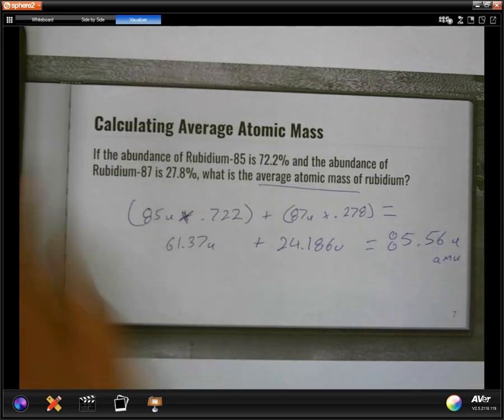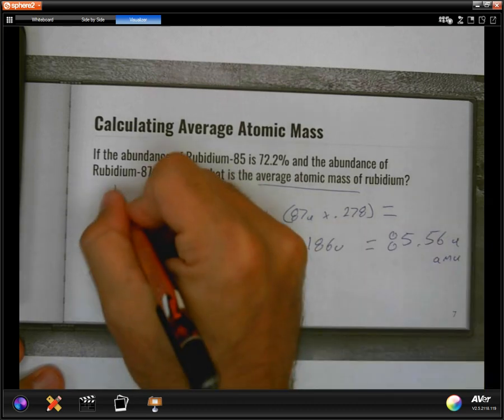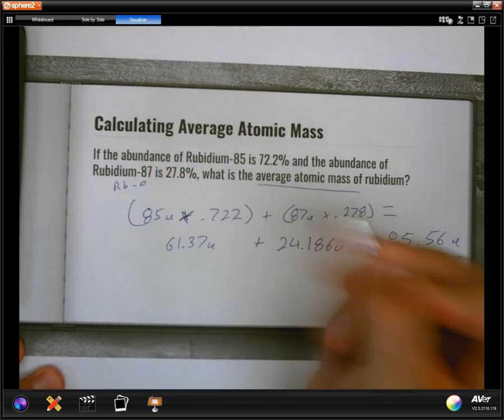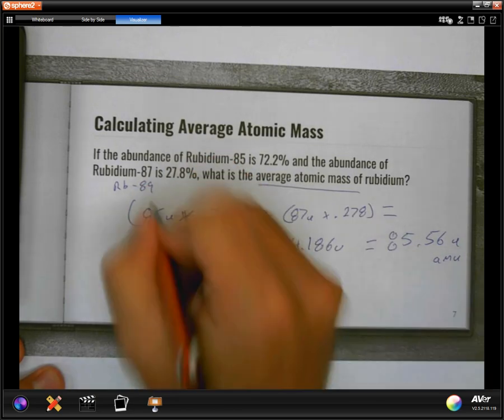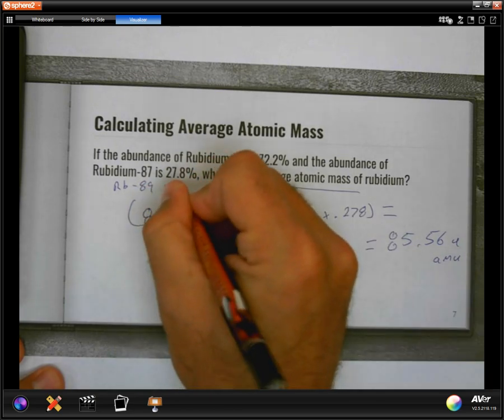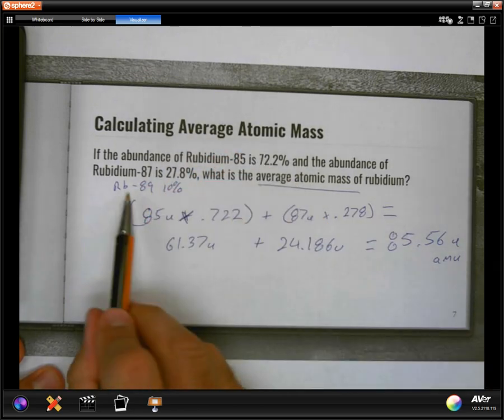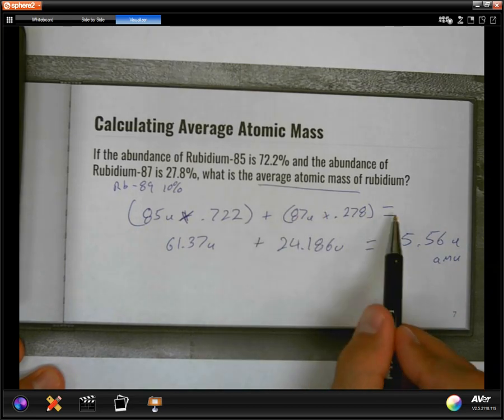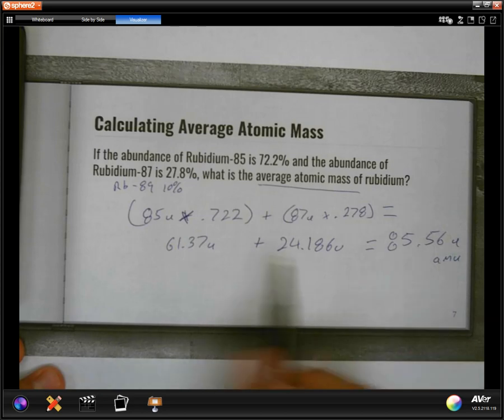If I was given a third, like rubidium-89 at like 10% or something, you would just simply add another parentheses here, and it would just get added again as you take the mass times that percent. So whether you have 2, 3, 4, 5, or 6, all these equations are the same. Hopefully that looks pretty simple to you. You will be practicing this in class.